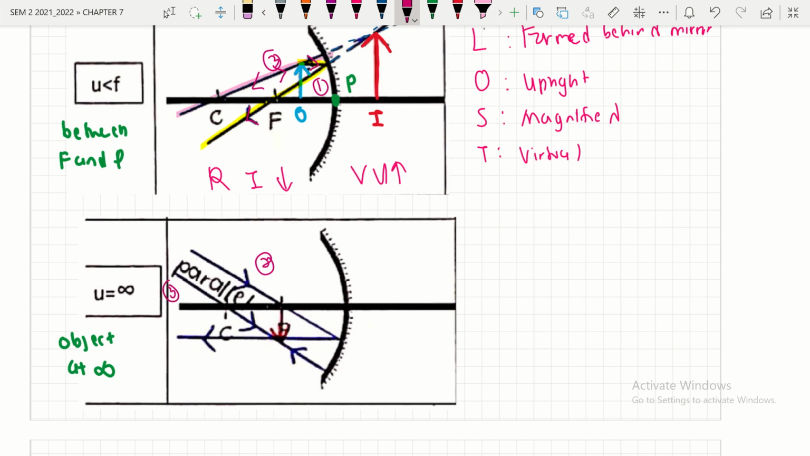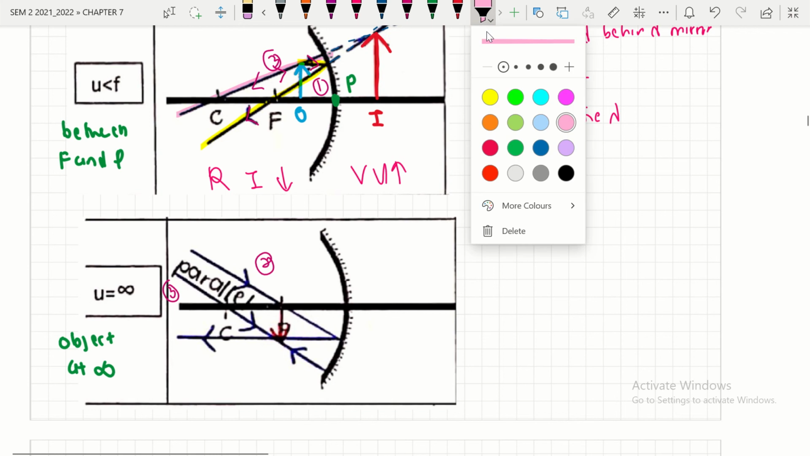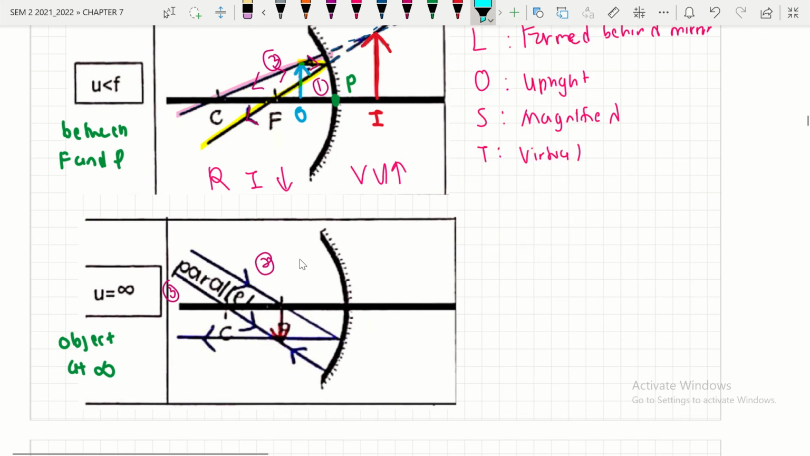So Miss tak tahu tau dekat mana dia punya objek. Jadi Miss akan buat je. So first thing first, Miss tarik je pada mana. So Miss kata dia akan lalu focal point. Okay, ray diagram dia akan pass through focal point and reflected parallel to the principal axis. So ini adalah ray diagram yang kedua kita belajar.